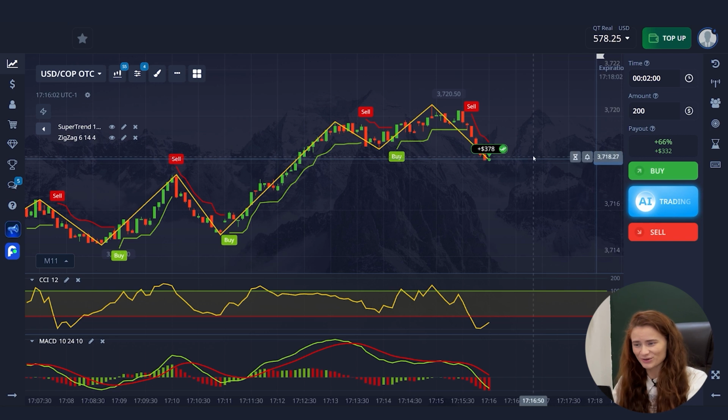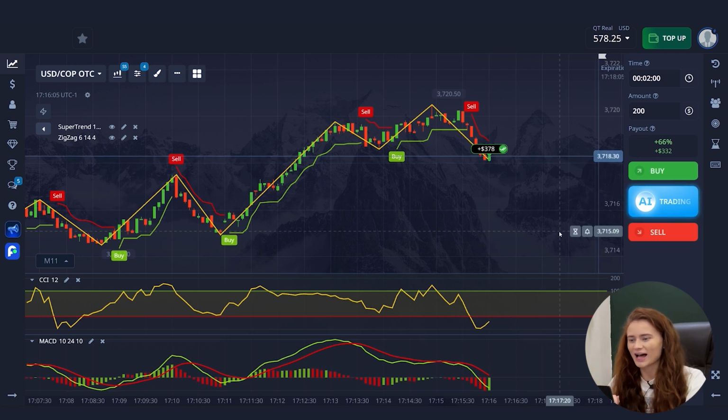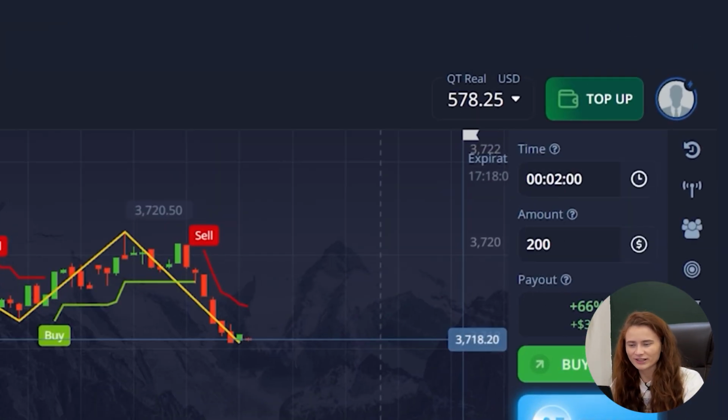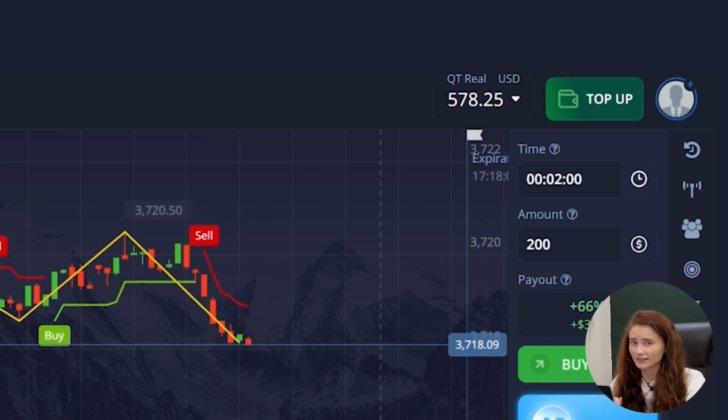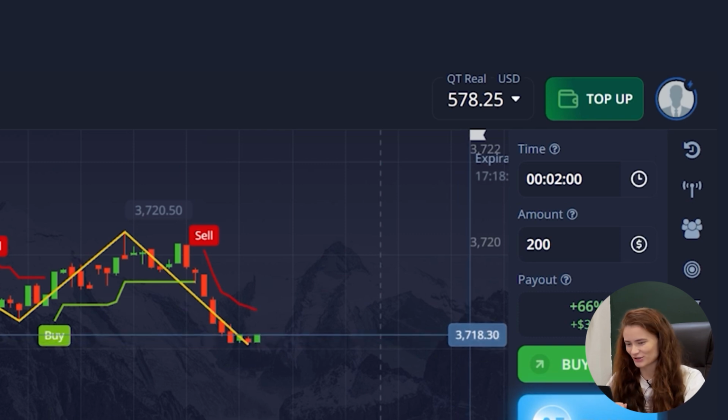A great result, guys! The trade is profitable and my capital is $578. Let's not waste time, keep working because there are some more trades ahead.